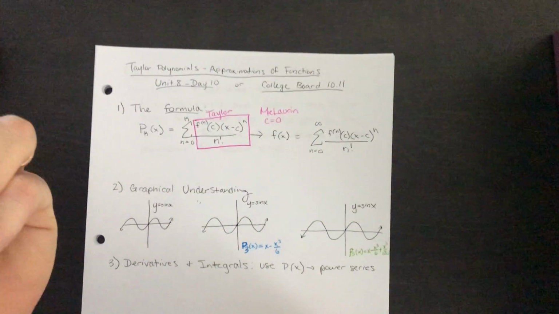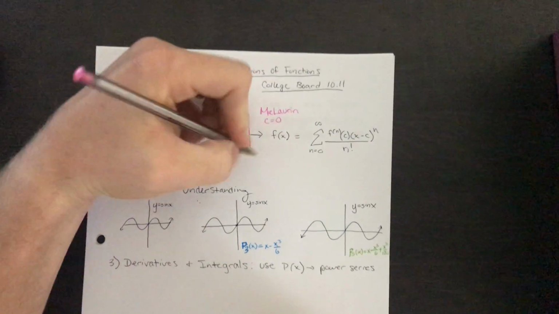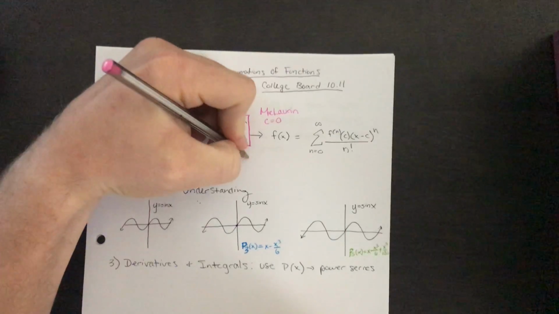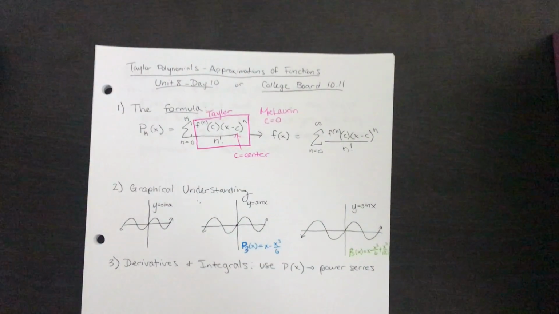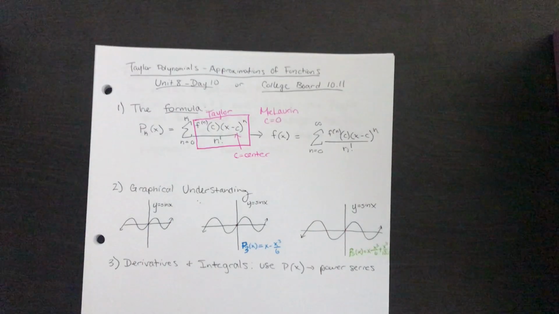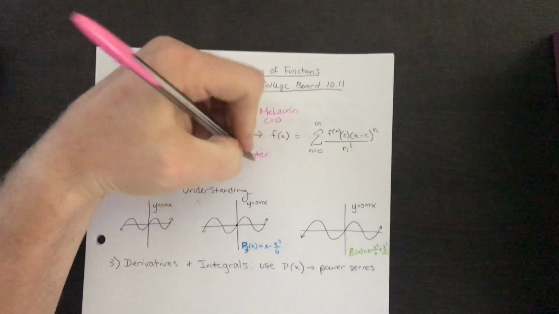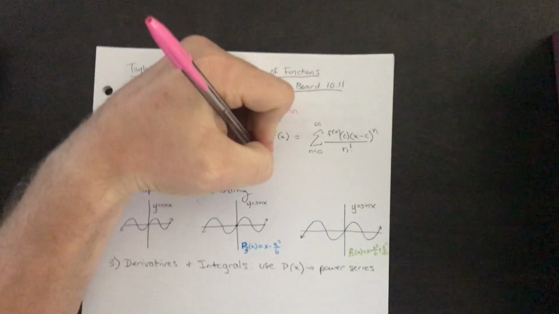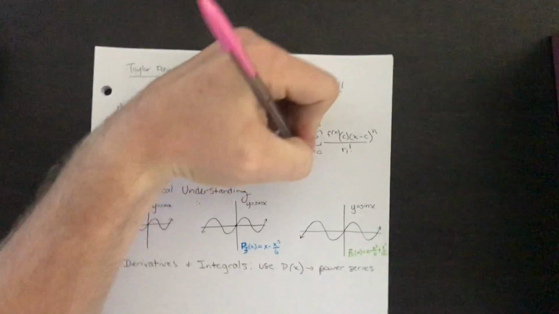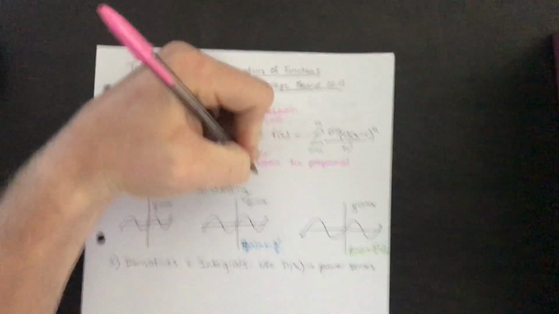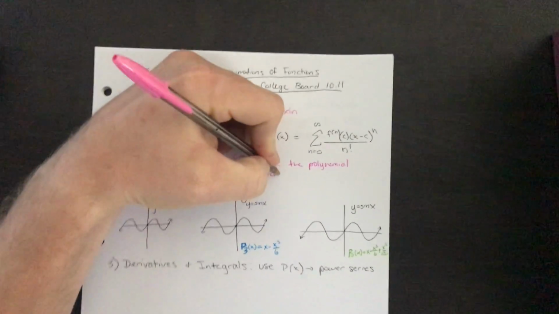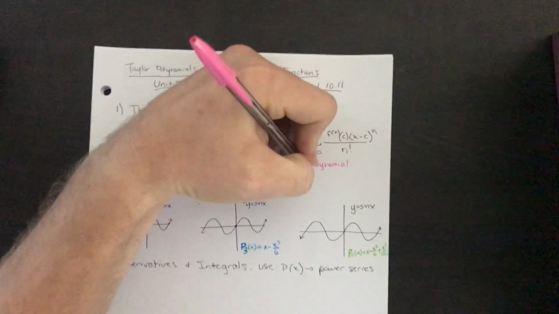Something important to talk about is what this c actually is. c is the center, and you might want a refresher on what the center actually is. Center just means where the polynomial matches the original.